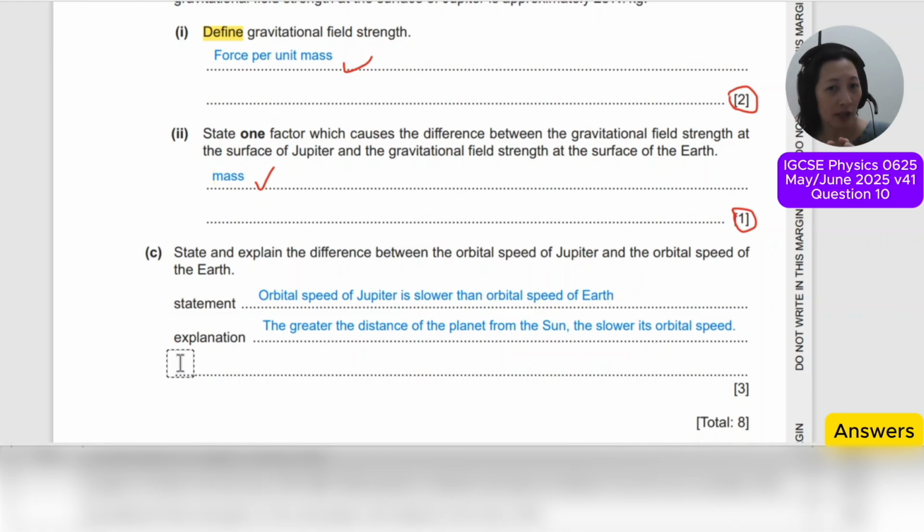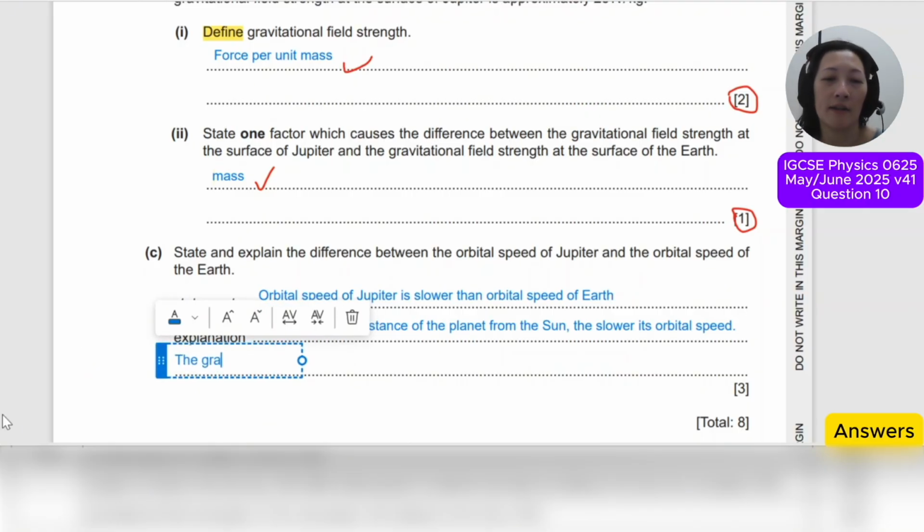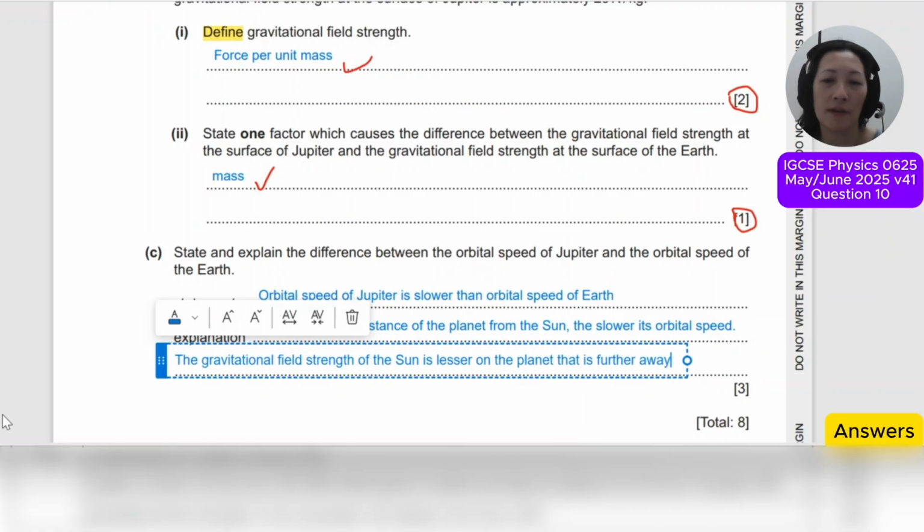When there's a stronger gravitational field strength of the Sun acting on the planet, this gravitational potential energy can be converted into kinetic energy, meaning the greater the gravitational potential energy, the greater the kinetic energy. So if the planet is further away from the Sun, there is lesser gravitational field strength, which means also that the kinetic energy will be lower, therefore the orbital speed will be slower. So I'm going to add here that the gravitational field strength of the Sun is lesser on a planet that is further away.